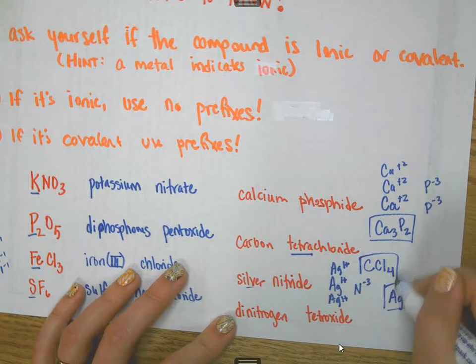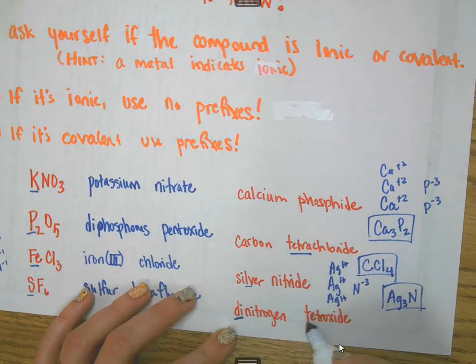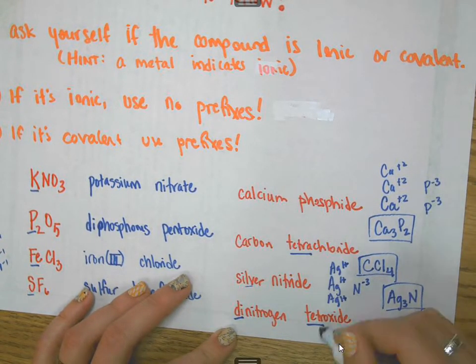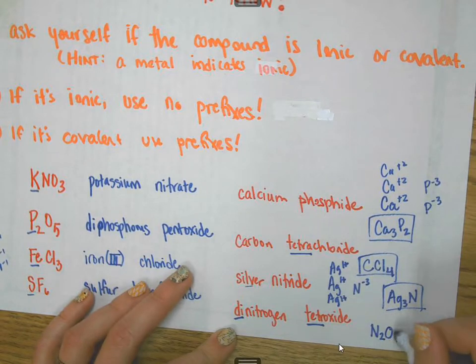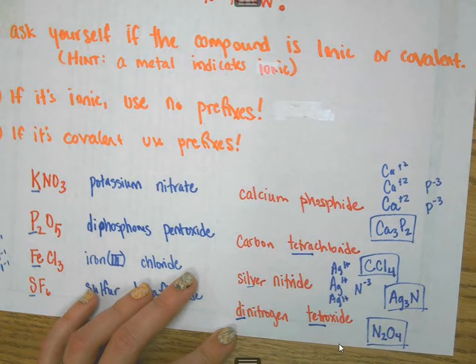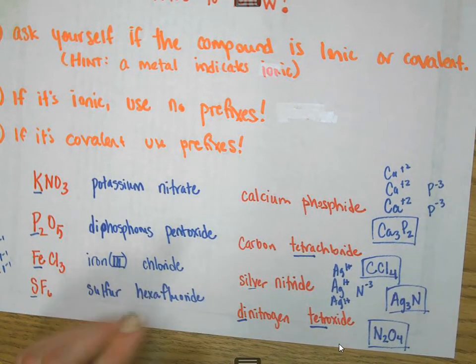And here's my one from before. Dinitrogen tetroxide, I see prefixes, no real work required, just interpret it. Dinitrogen means two nitrogens, tetroxide means tetra and oxygen, N2O4. Follow those rules and you use your periodic table and you should be just fine.